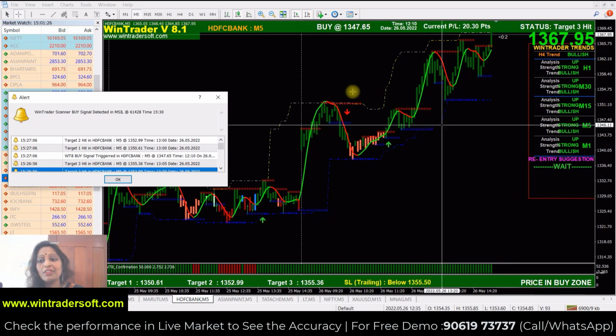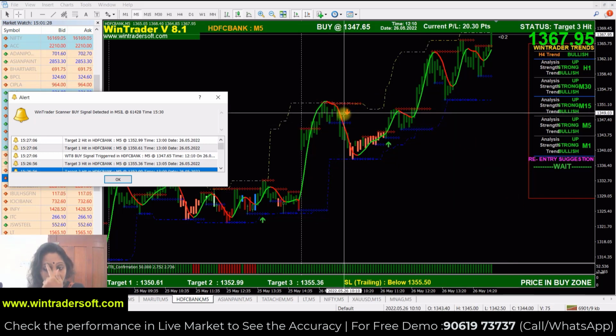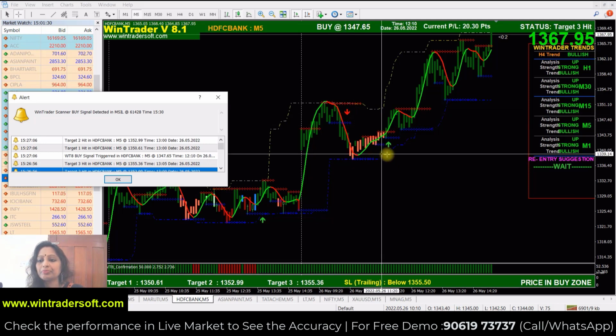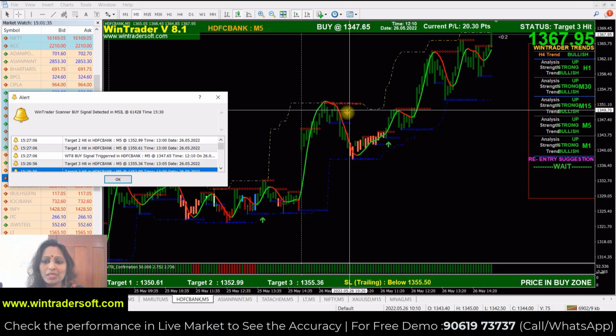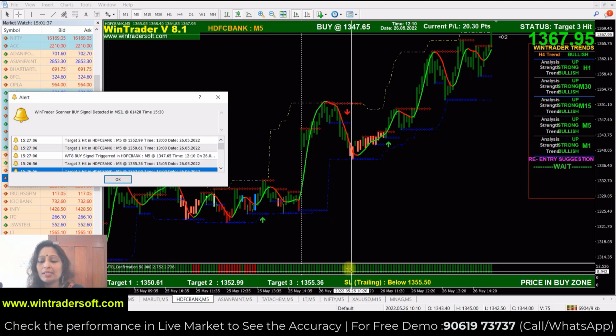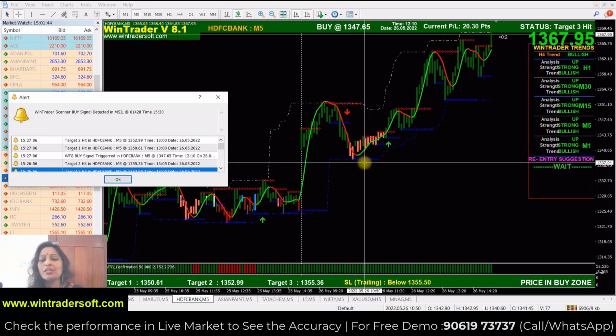Vice versa, if it is a sell signal, you have to wait for the sell arrow. You can see, in the morning we got a sell signal, but it's not a confirmed signal, because below that signal the bar was green color. If it is a sell signal, the bar should be red color. So that's a fake signal. Likewise, you can detect fake signals also.